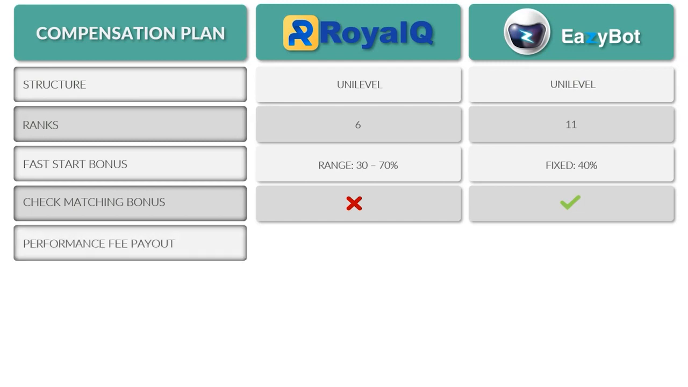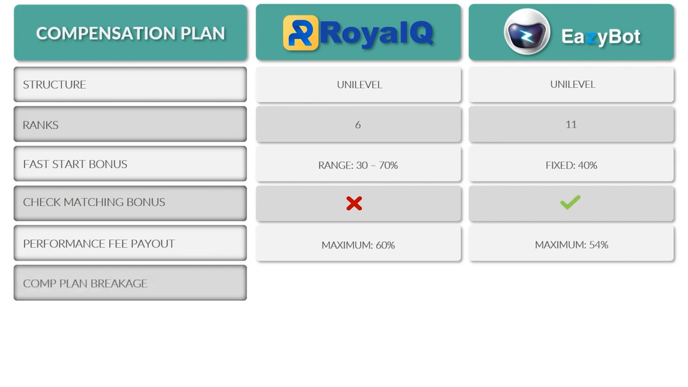The performance fee payout is a maximum of 60% for Royal Q. So depending on your rank from V1 all the way up to V6 is going to determine how much of that 20% performance fee you're going to earn on people's trading profits throughout your organization. With EazyBot, it's a maximum of 54%. However, in order to earn that 60% with Royal Q, you need 1,500 people on your team, whereas with EazyBot and a team of just 12 people, you unlock 15 generations deep into your organization. And when you add up all of those levels, it's a total of 50% of the performance fee paid out.